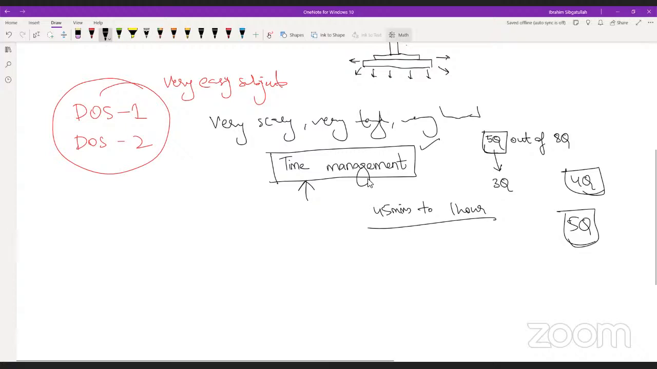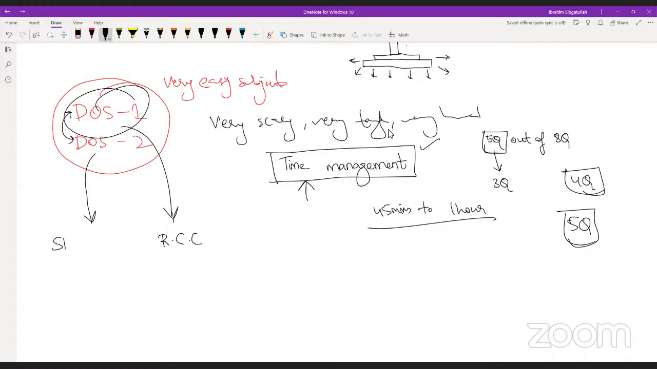So this is a small introduction about DOS 1 and DOS 2. Now let's try to understand the technical difference between DOS 1 and DOS 2. When it comes to DOS 1, this deals with RCC structures. And when it comes to DOS 2, this deals with steel structures.